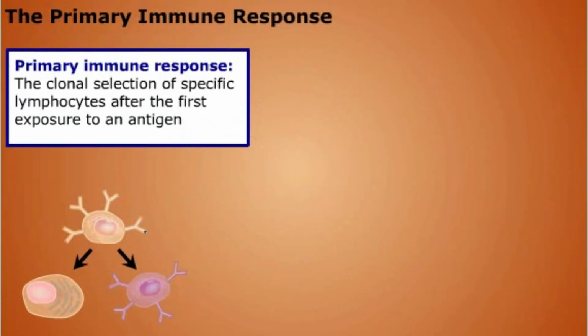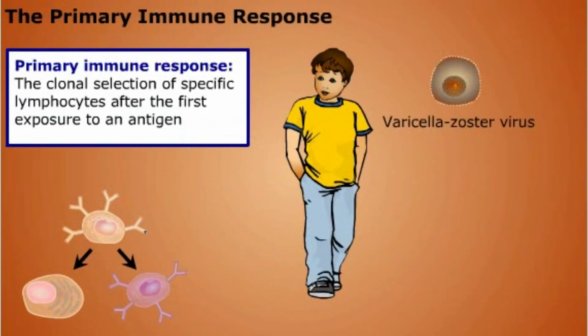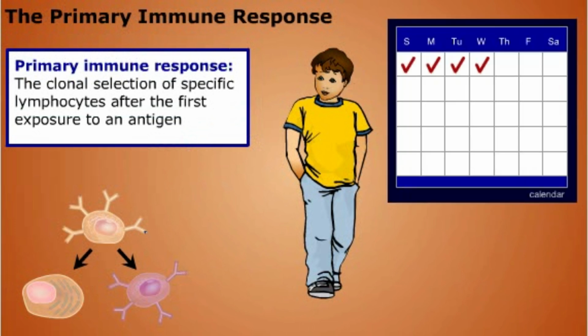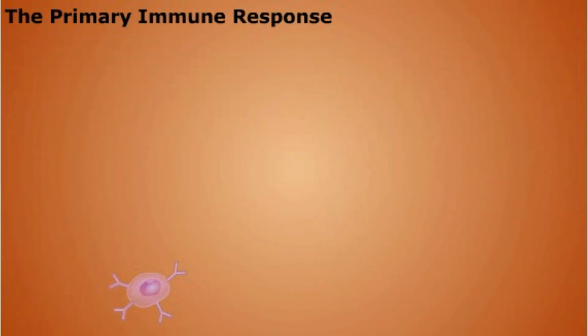The clonal selection of specific lymphocytes that occurs when we are first exposed to an antigen is the primary immune response. It takes about 2 weeks to generate the maximum effector cell response. During this time, symptoms of the illness may appear, like the spots from chickenpox. As the primary immune response proceeds, the pathogen is destroyed and the symptoms eventually disappear.